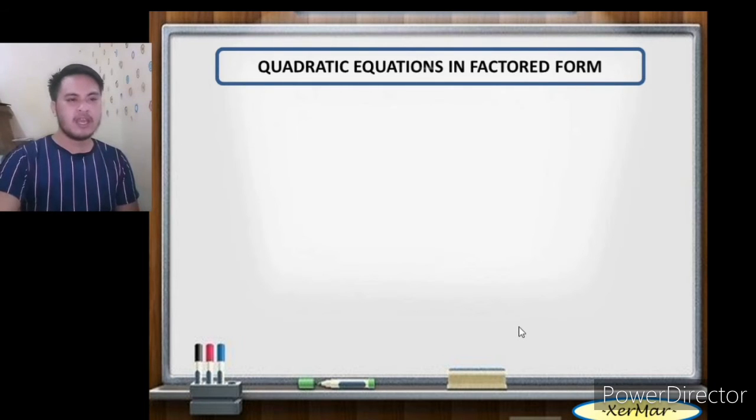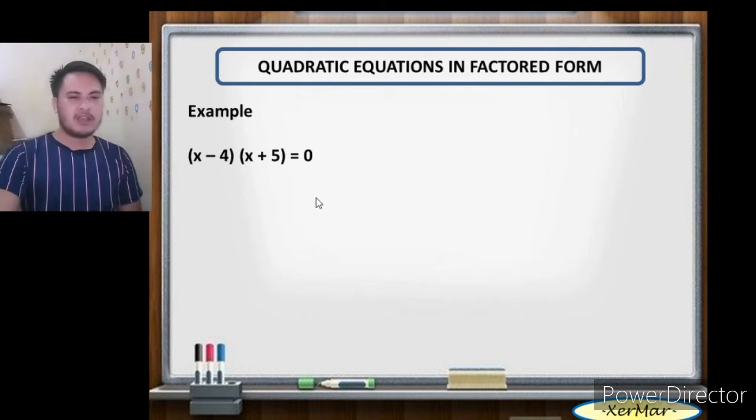Next, we have quadratic equations in factored form. So here we go. Example, quantity of x minus 4 times quantity of x plus 5 equals 0. So now, in order to determine the values of a, b, and c, we should get the product of these binomials. So we will multiply quantity of x minus 4 to quantity x plus 5. But how? We can get the product using the FOIL method.